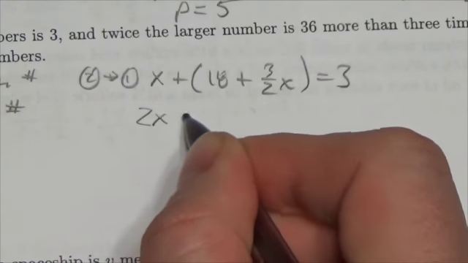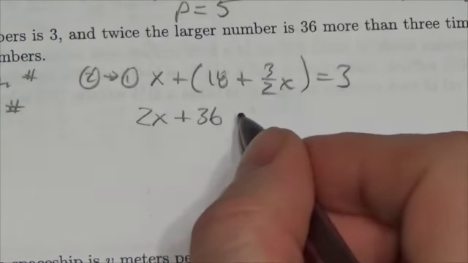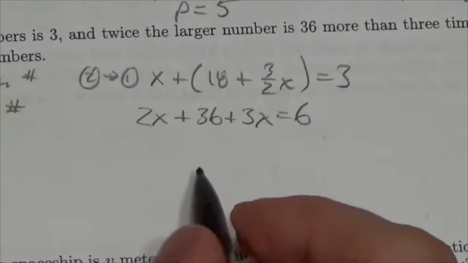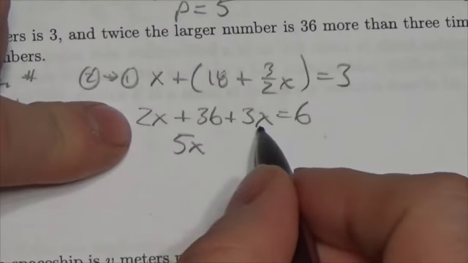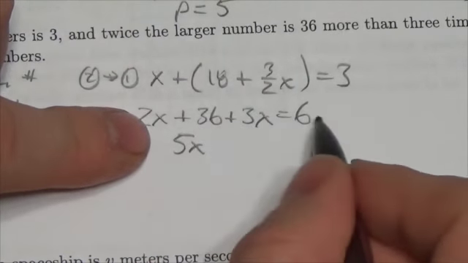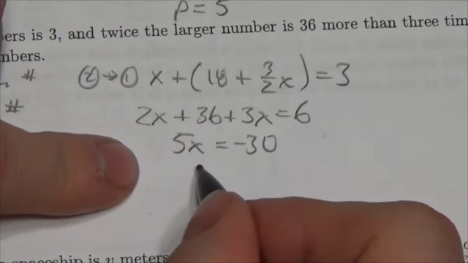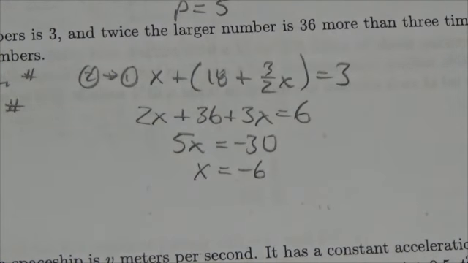2 times x is 2x. 2 times 18 is 36. 2 times 3 halves is just 3x. And 2 times 3 is 6. So adding together like terms, I get 5x here. But if I bring the 36 over, I will get negative 30 on the right-hand side. And so x is equal to negative 6. Okay?